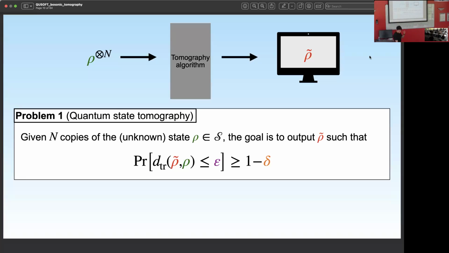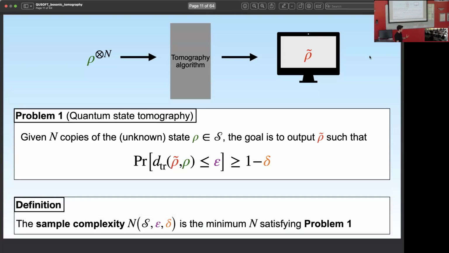And this is the definition of the performance of the tomography. We define the sample complexity as the minimum number of state copies that satisfies problem one. This is the optimal number that allows you to achieve the performance: epsilon trace distance error and delta failure probability.